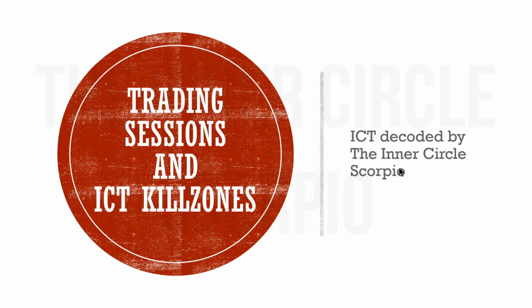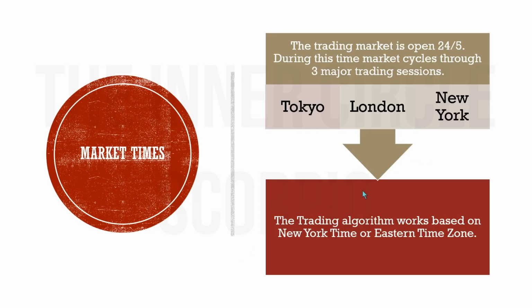Today we are talking about trading sessions and ICT kill zones. So after learning about how to look at different charts and different markets, and how chart patterns and price patterns are made, we need to know the next most important thing, which is time, and to know when the market is open.